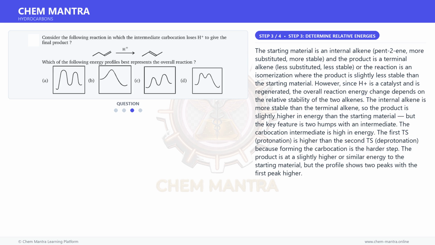The carbocation intermediate is high in energy. The first TS, protonation, is higher than the second TS, deprotonation, because forming the carbocation is the harder step. The product is at a slightly higher or similar energy to the starting material, but the profile shows two peaks with the first peak higher.